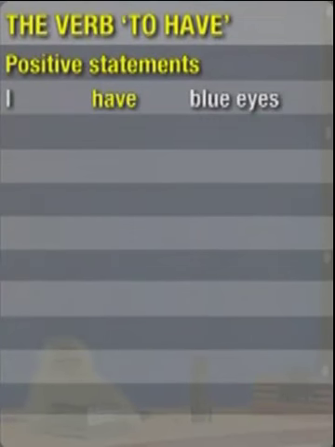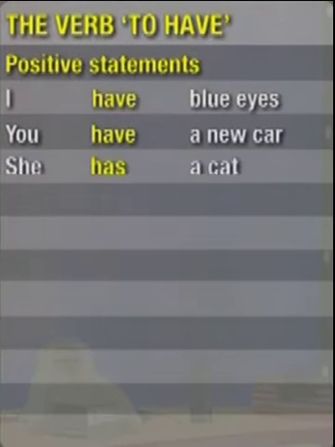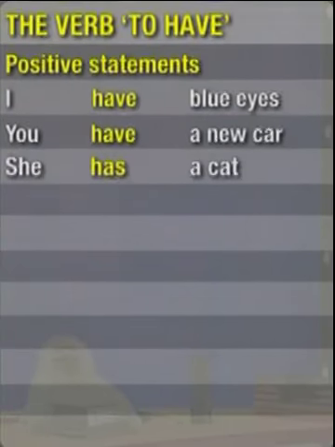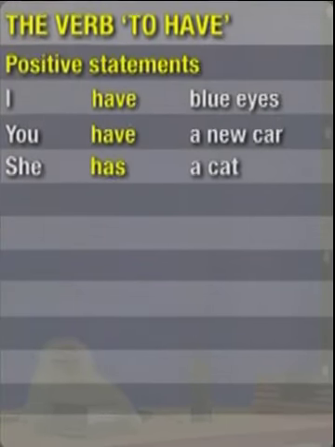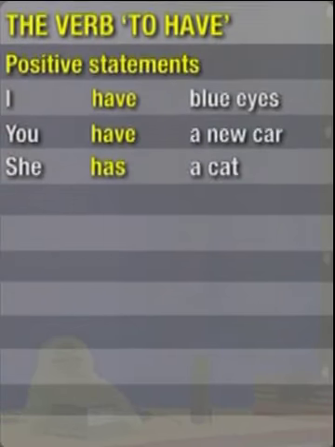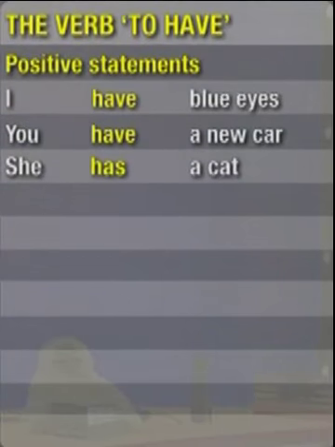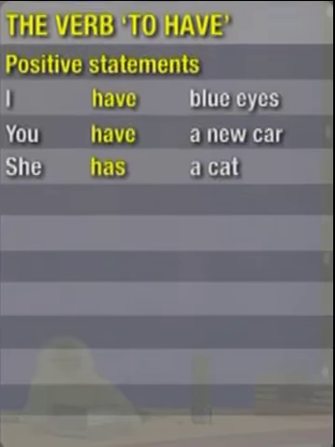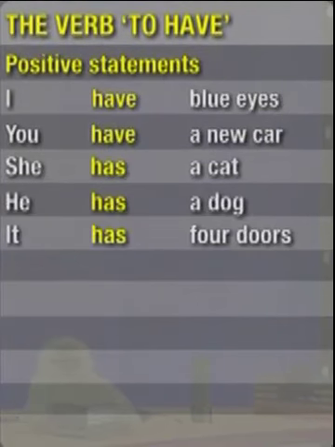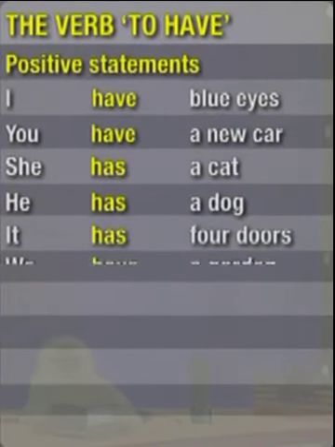I have blue eyes. You have a new car. She has. Third person. Psst, Mr. Snake. S. Look at the spelling. H-A-S. She has a cat. He has a dog. It has 4 doors.